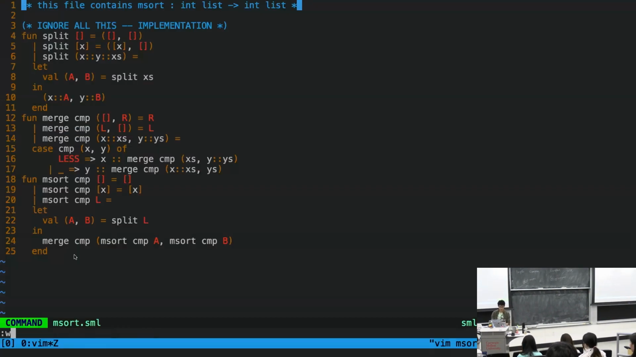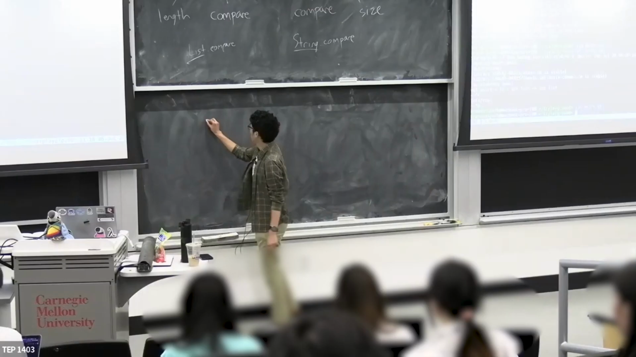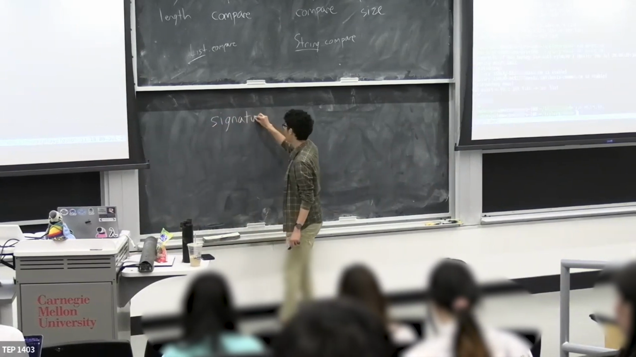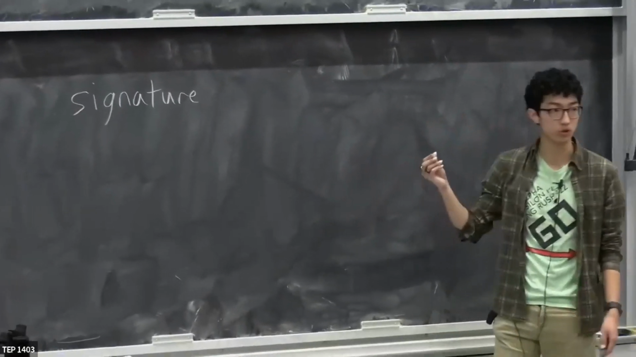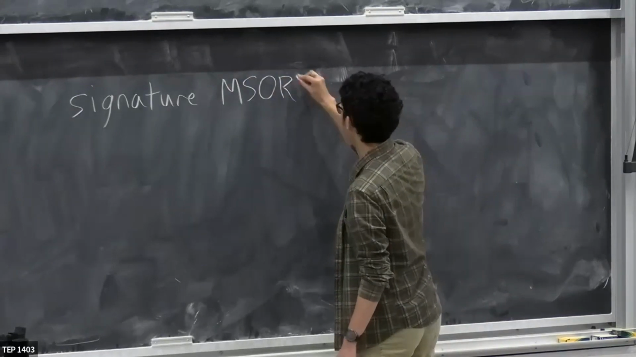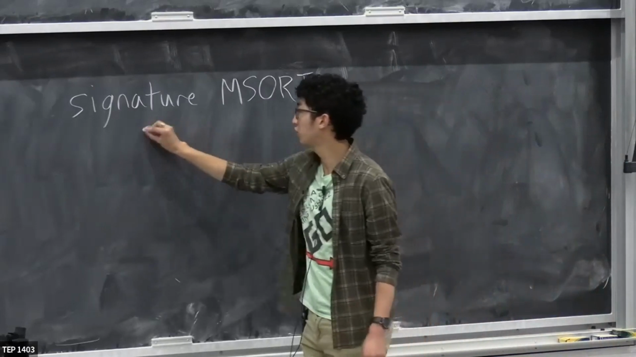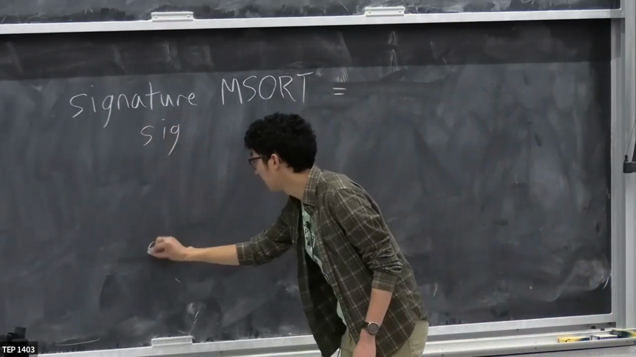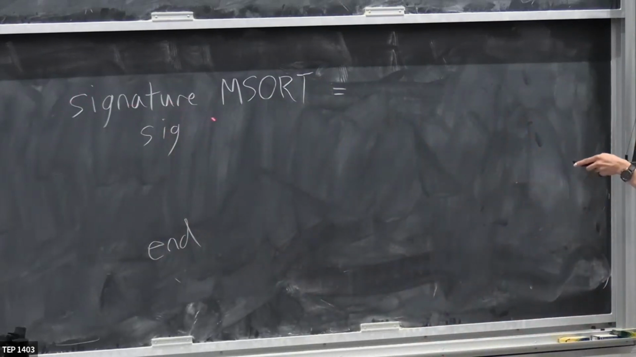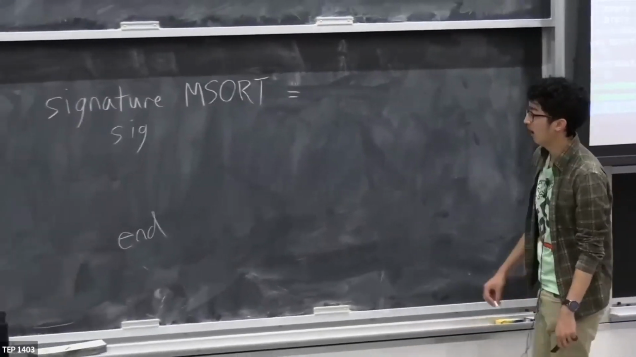I'll write it on the board with you first. This is called a signature, so I'm going to use the keyword signature. I want a signature for my msort module or file again. So I'm going to write signature MSORT, and by convention our signatures are usually all capitalized, but they do not need to be. Signature MSORT equals sig end. Note the difference: for the structure example I had structure and then struct, but now we have signature and sig. It's not too hard to remember, I hope.